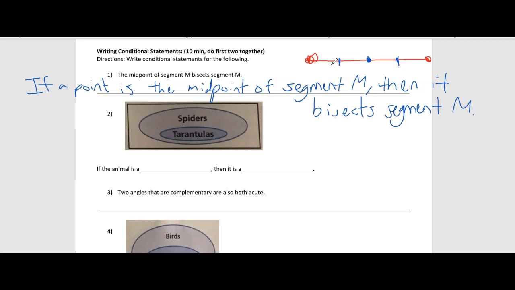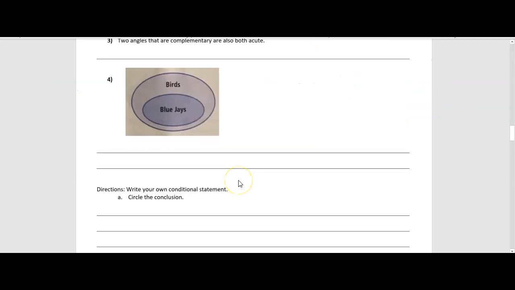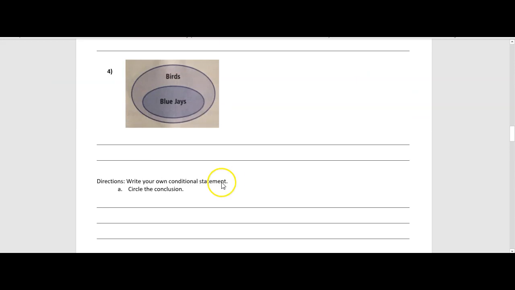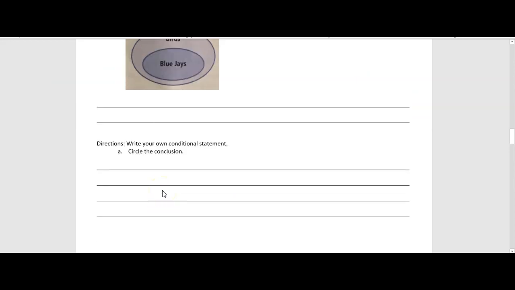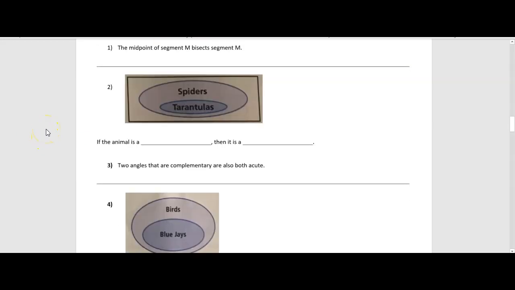Okay, so you're going to work through number 2, 3, 4. Let's see, do I have one more for you? No, just 2, 3, and 4. But then you are going to write your own conditional statement and circle the conclusion. You can write about whatever you want. I would make it something that's interesting to you. I would make it something that makes sense. So I wouldn't write a conditional statement that says, if the color is red, the animal is a tiger, or something that just doesn't make any sense. And then we'll discuss 2 through 4, and maybe I'll give you one of my own.